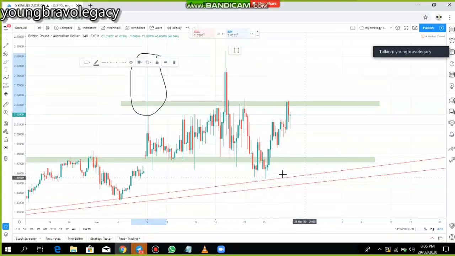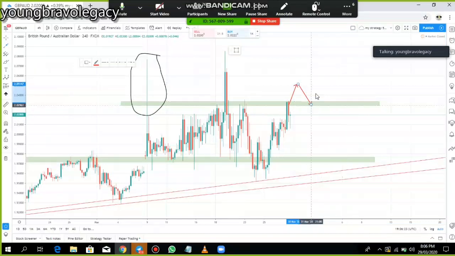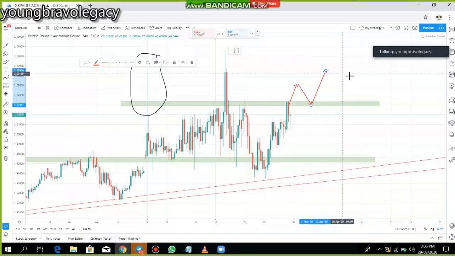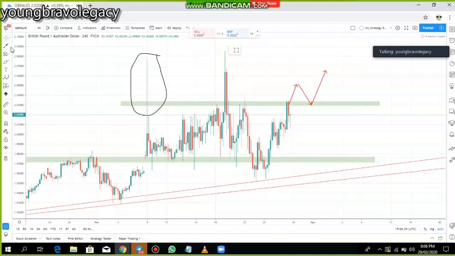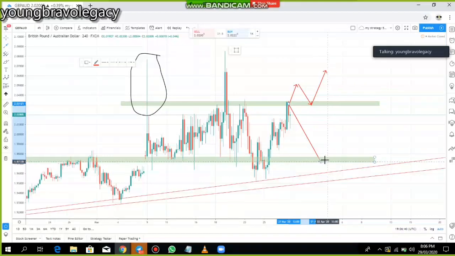So the analysis here is very simple. From here, either we have a breakthrough and we retest this zone again, then from this zone we can go upward. Or we come back here, then we go upward. It depends on what the market is going to do.